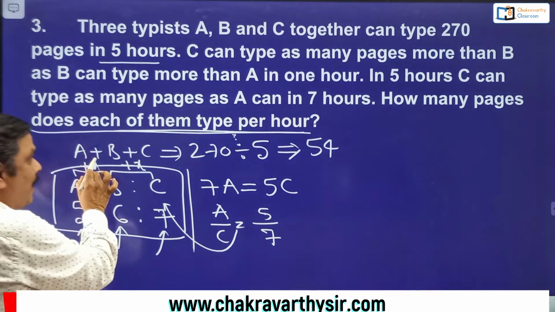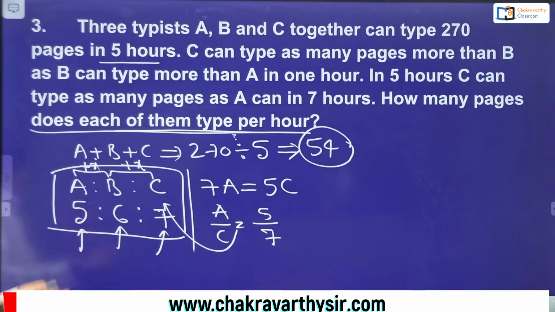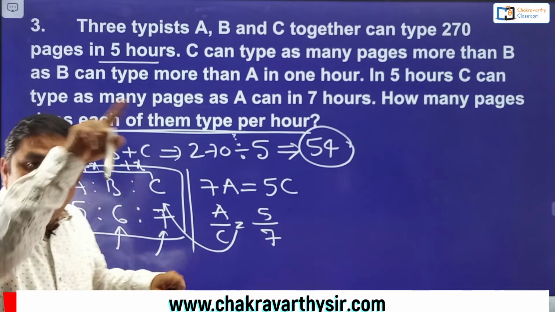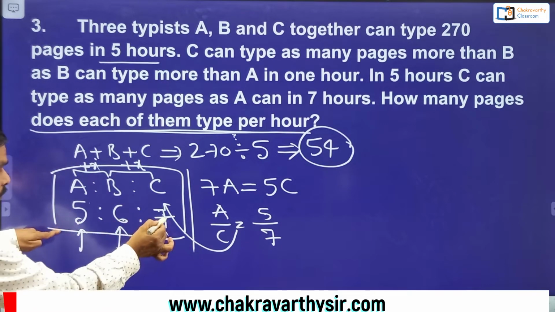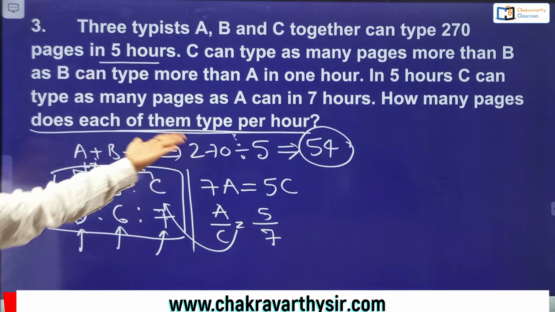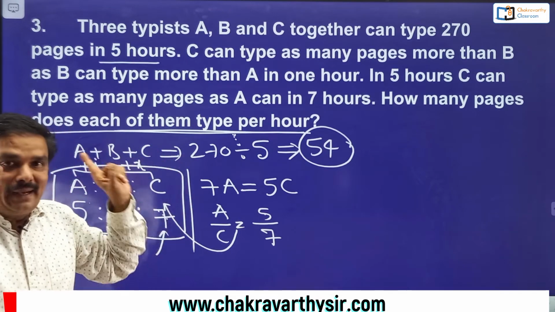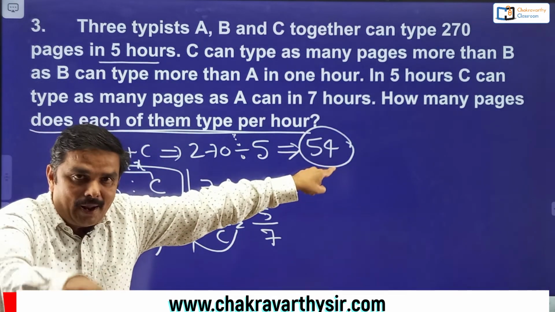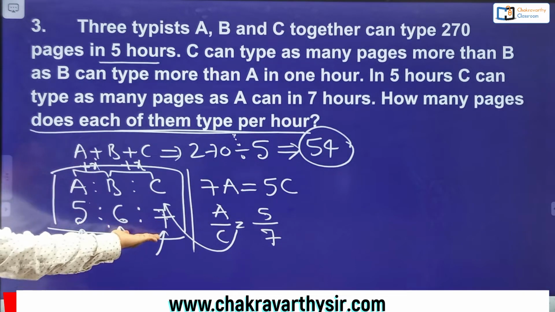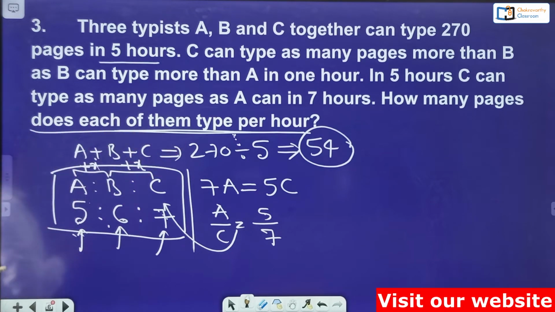Okay, this is the division, this is the ratio among them. Now in 1 hour they can do 54 units of work, or they can type 54 pages in 1 hour, in the ratio 5 is to 6 is to 7. Now the question is, how many pages does each of them type per hour? That means altogether A, B and C can type 54 pages per hour in this ratio. Just divide 54 in this ratio to get how many pages A, B, C can do per hour individually.